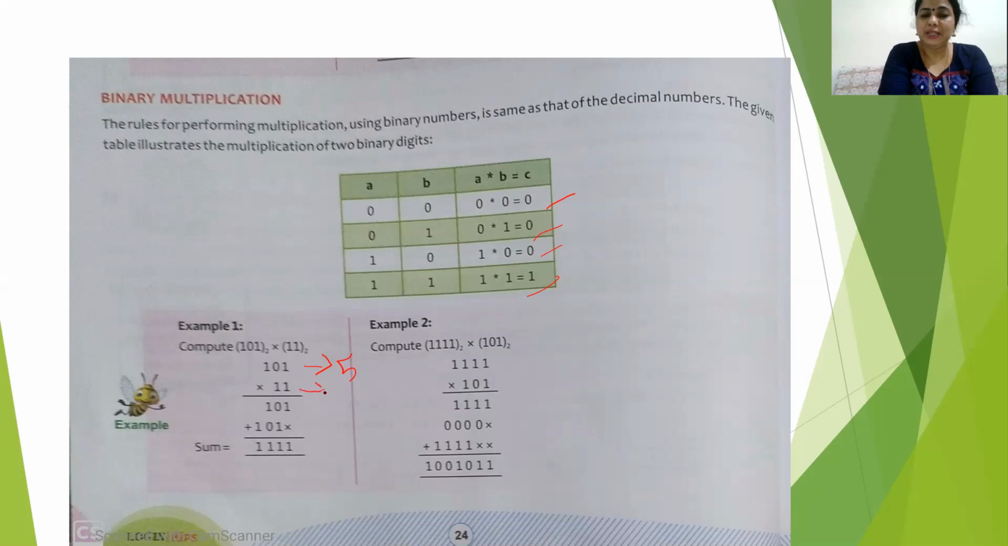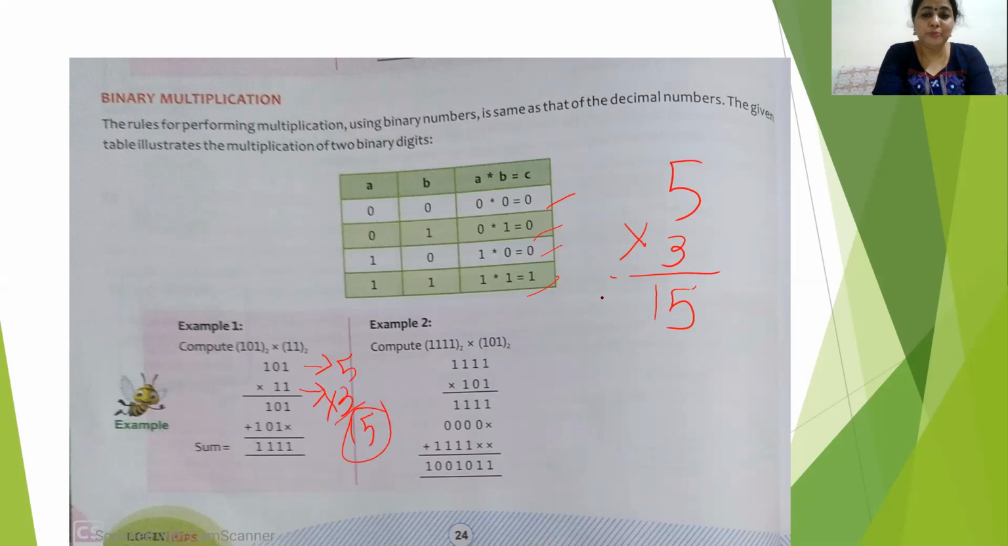The decimal number will be 2 plus 1, that will be 3. So what is the result? If we multiply, we will get 15. Okay, what is the result? 15. 101 is the 5, 1 1 is the 3. When we multiply this 5 into 3, then it becomes 15. Okay, never read like me.